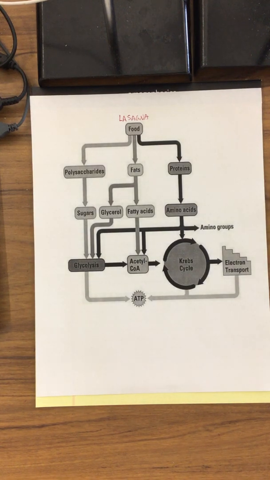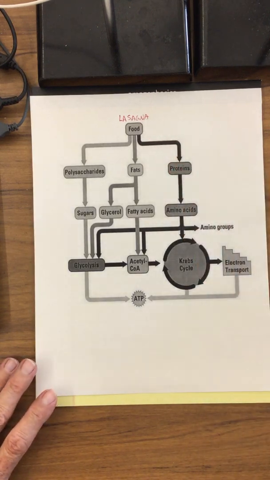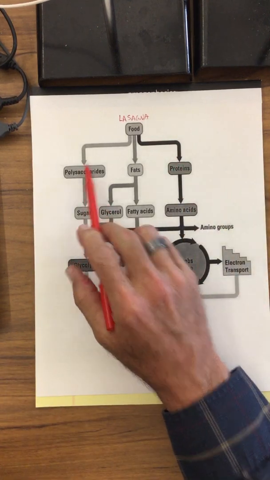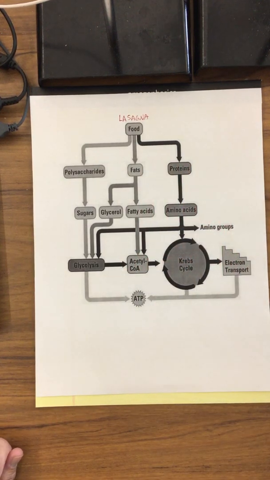This should be found on the last page of your lecture guide. And what it's going to do is take a look at food, and we're going to be picking lasagna. It's one of my favorites. Because it has polysaccharides, fats, and proteins, three of the major macromolecules that we looked at this chapter.